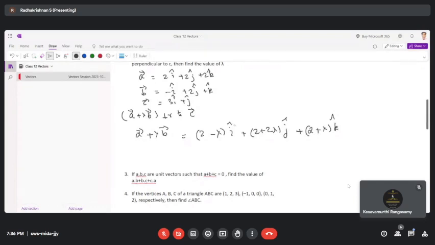Okay. So it is given that this vector is perpendicular to vector C.